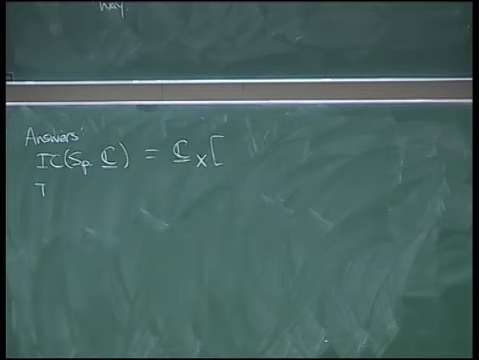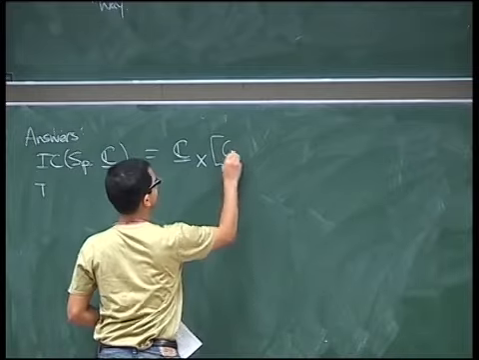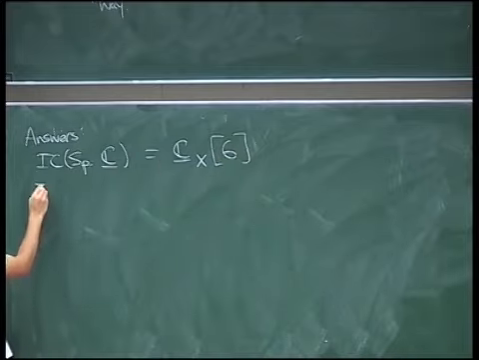Oh, sorry. This has to be shifted down by half the dimension of this orbit. So this is shifted by 6. Okay.